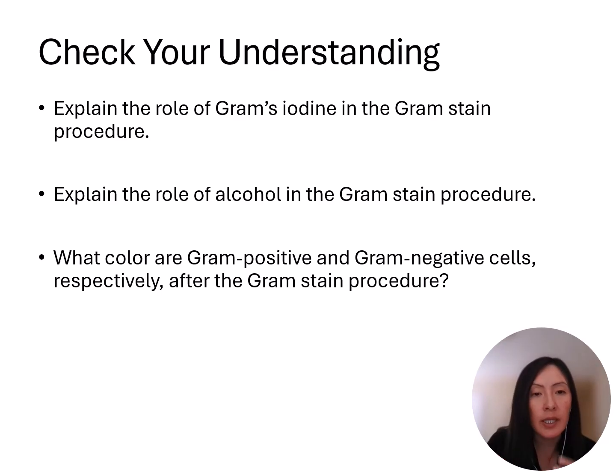For the second one, explain the role of alcohol in the gram stain procedure. Remember that alcohol is a decolorizer, and in gram-positive cells, there's not much effect. It might dehydrate that outer wall, but in gram-negative cells, it's going to dissolve the outer membrane, break down the wall, and allow the stain to wash out. What are the final colors? Gram-positive cells will be purple. Gram-negative cells will be pink after the staining procedure, and this means after all 4 steps.